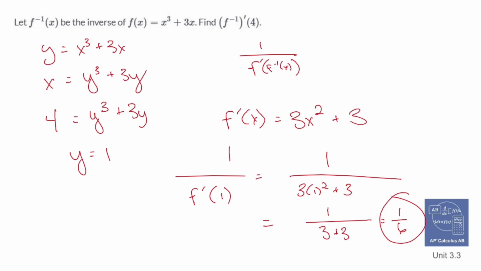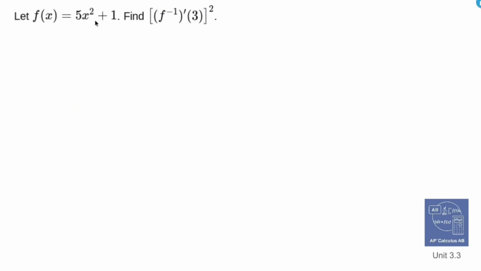Let f of x equal 5x squared plus 1. Find the derivative of the inverse at 3, and then just for fun, square it. We're going to use this rule: 1 over the derivative of f at the inverse at a specific point. What I need is the f inverse of 3, and I need to do that by taking the inverse of that function. So I'm going to do the old y equals thing.